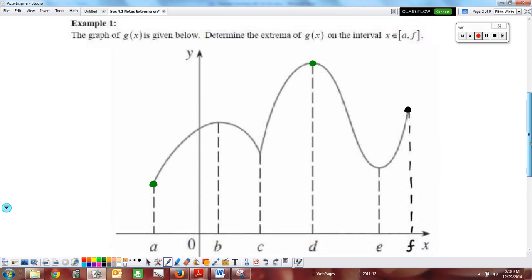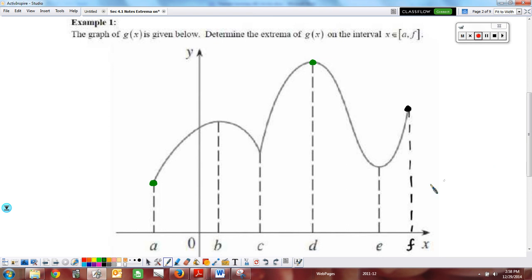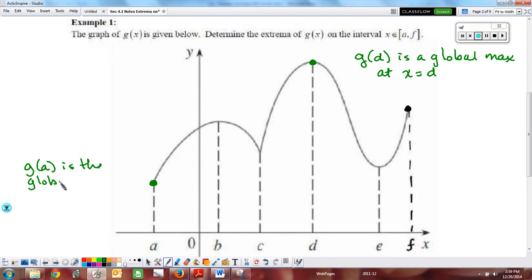Okay, so now how we would write this: remember the y value is a location. So this y value, f of d, is a global max, and it's located at x equal to d. So the x value is the location, the y value is the global max. And then over here, actually pay attention to what my letters are. This function was g, so g of d is the global max, and g of a would be my global min, and it's located at x equal to a. Right? So that's our idea.